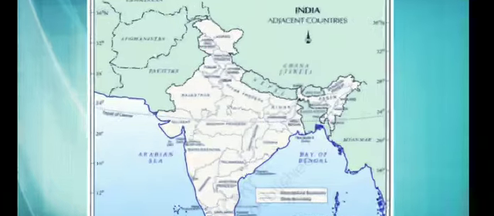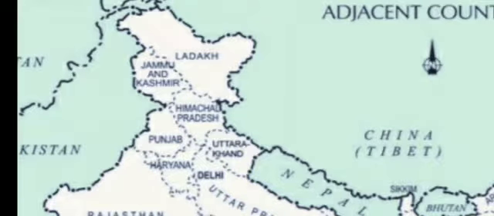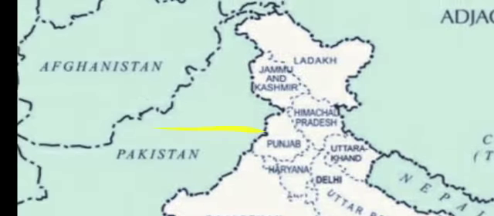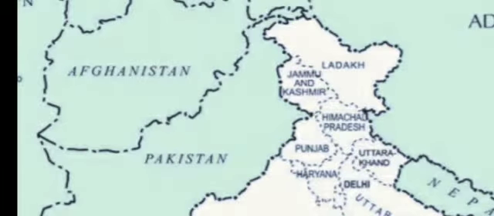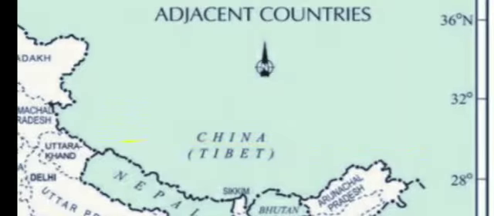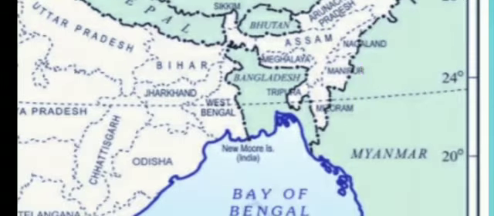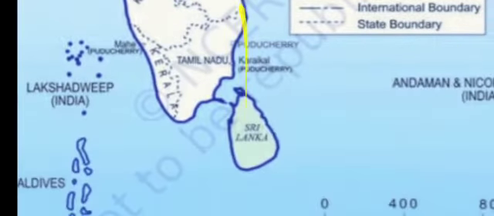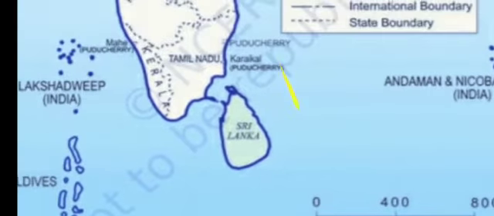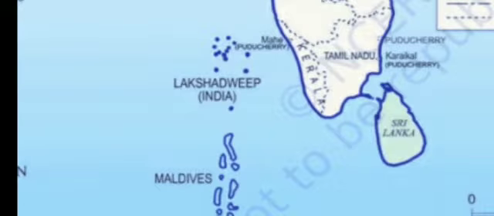Let's see on the map. Let's see first Jammu Kashmir, which is now divided into 2 union territories, Ladakh and Jammu Kashmir. Now let's see the neighboring countries of India. You can see Afghanistan and Pakistan on the northwest side. In the north, China, Nepal, Bhutan. In the east, you have Myanmar and Bangladesh. And in the south, you have Sri Lanka and Maldives.